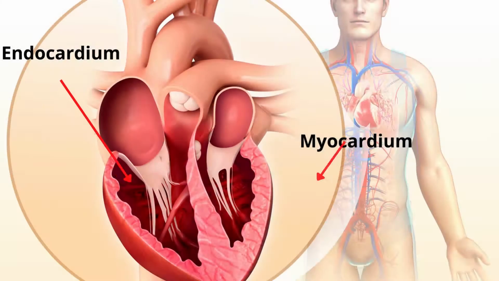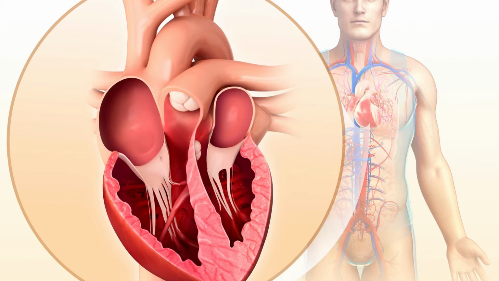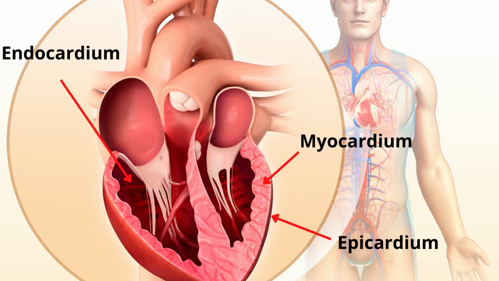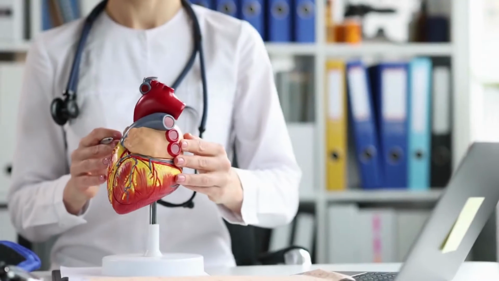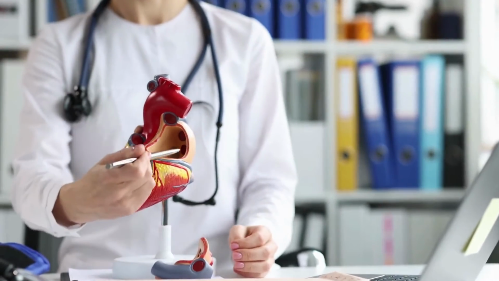The human heart is a muscle made of 3 layers of tissue: the endocardium, inner layer, myocardium, middle layer, and the epicardium, outer layer. The heart has 4 chambers known as the right atrium, left atrium, right ventricle, and left ventricle.